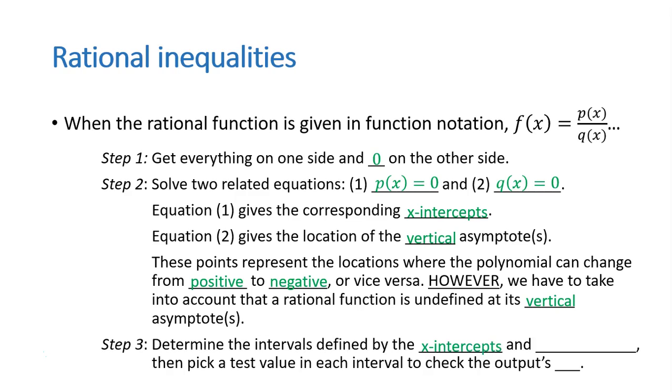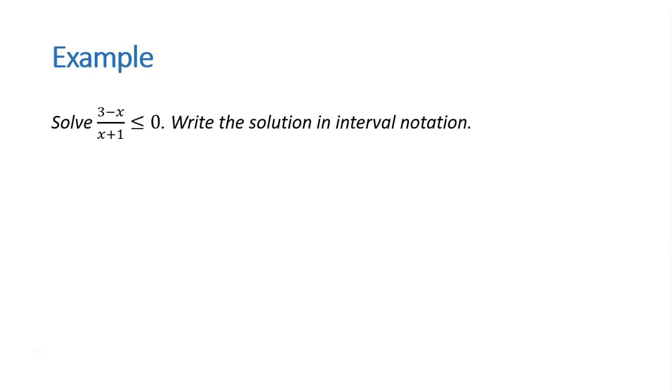Finally, just like before, we want to determine the intervals defined by the x-intercepts, and in this case also the vertical asymptotes. And then we pick a test value and check its sign, just like we did before. Let's look at a basic example. So we want to solve (3 minus x) divided by (x plus 1) is less than or equal to 0.